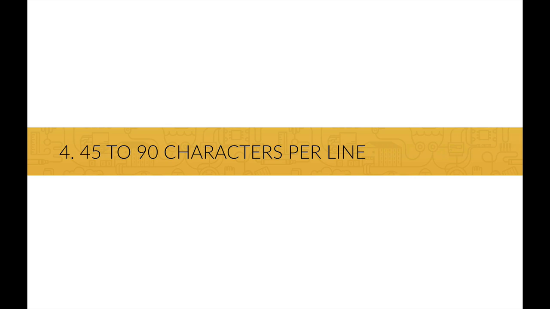45 to 90 characters per line is the optimal line length that is easy to read, and the reader will thank you for respecting this rule. 45 to 90 characters is like 2 to 3 lowercase alphabets, so always try to go for that.